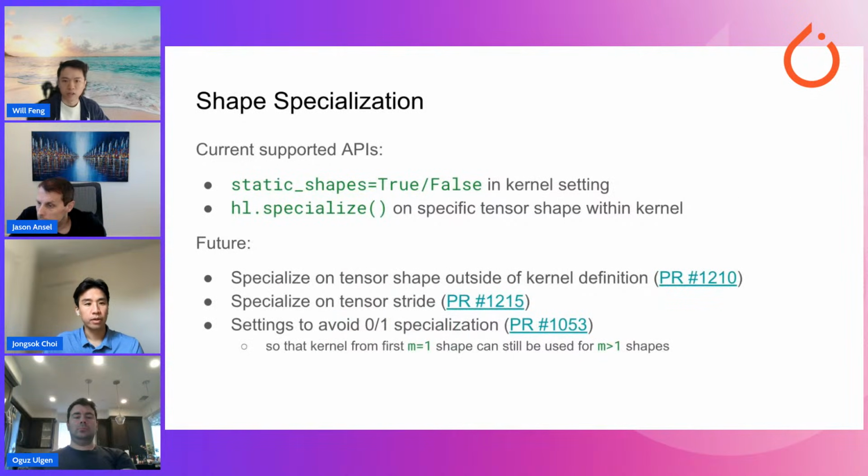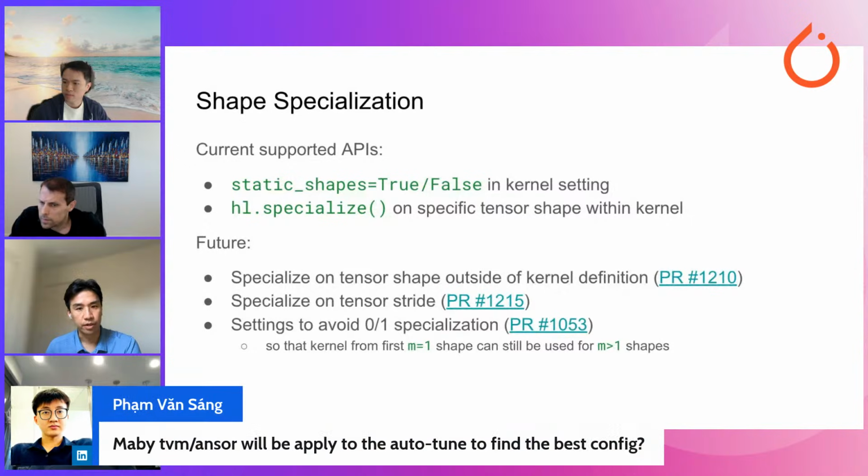So shape specialization is very... Sorry to interrupt, Will. There is one more question from the audience here. Can TVM or Ansor be applied to auto-tuning to find the best config?